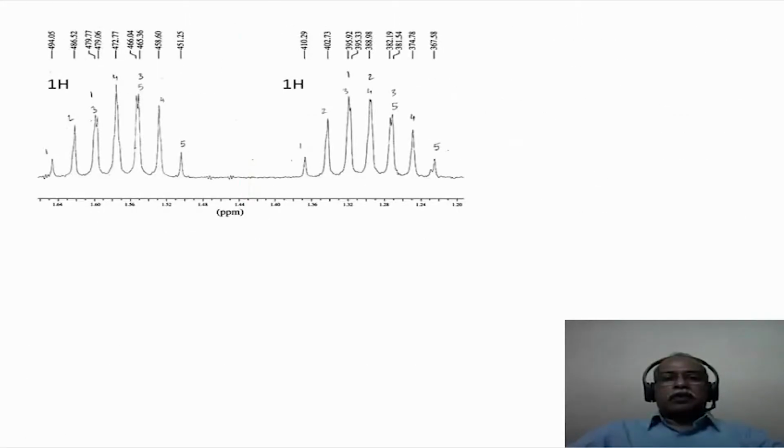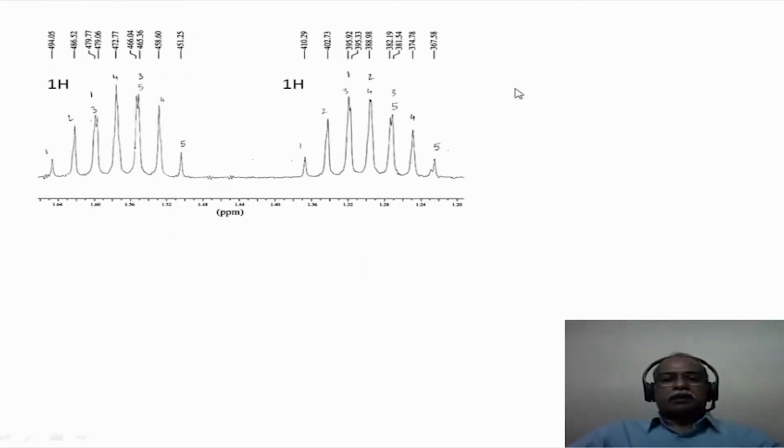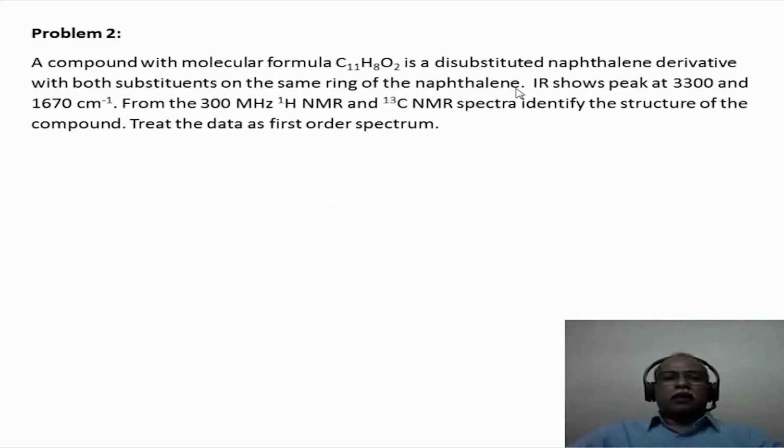Here of course one doesn't have the mass spectral data, only IR data and NMR data are given, and based on these two we are able to solve the structure of this particular molecule. Let us move on to problem number 2.